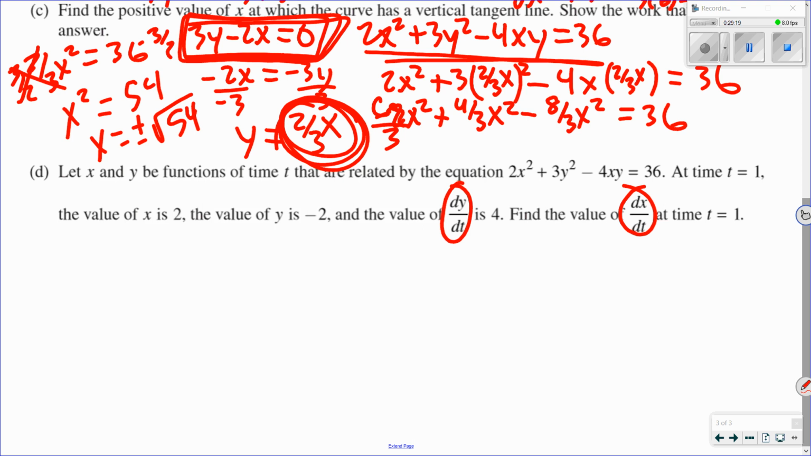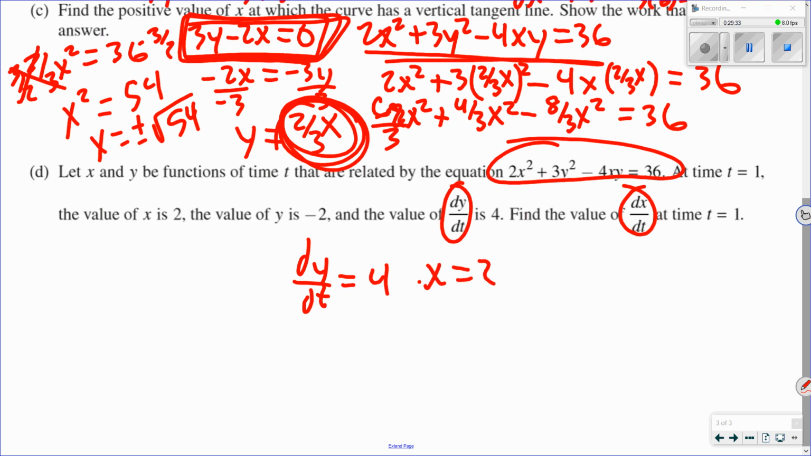The nice thing about it is we already have the equation, right? That equation ties the x's and the y's together. So we just need to connect the dy/dt, which we know is 4 when x equals 2 and y equals negative 2. So we've got all that information. I just want to find this one over here, dx/dt.